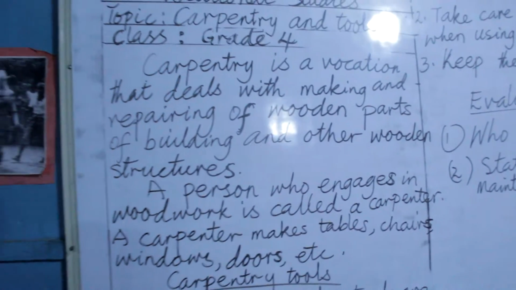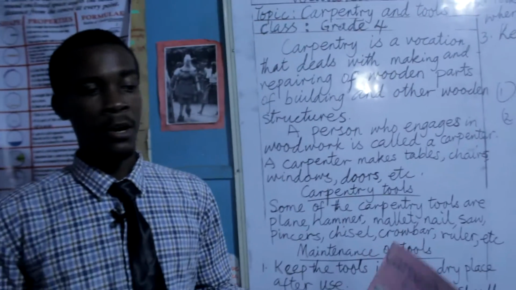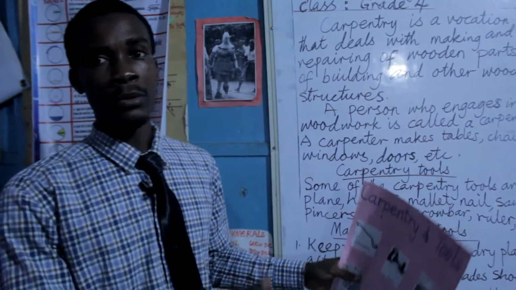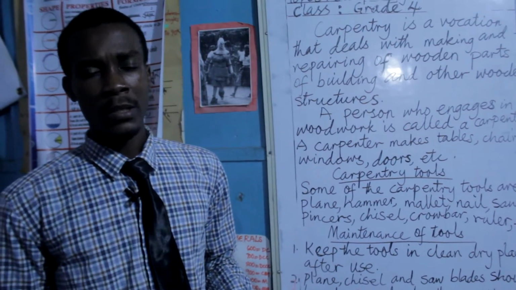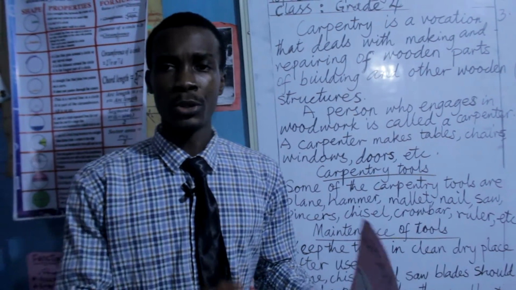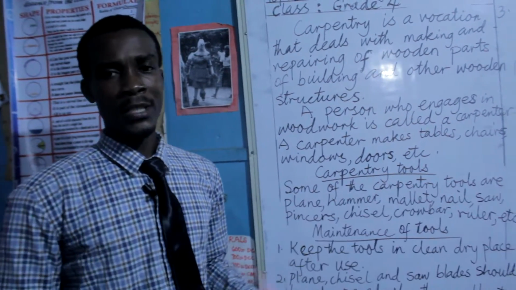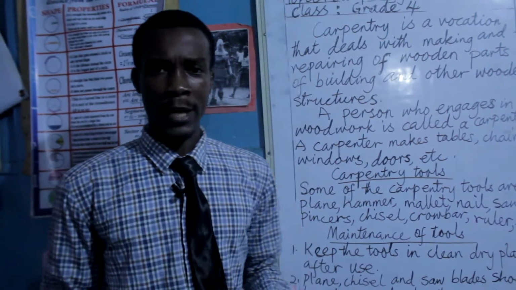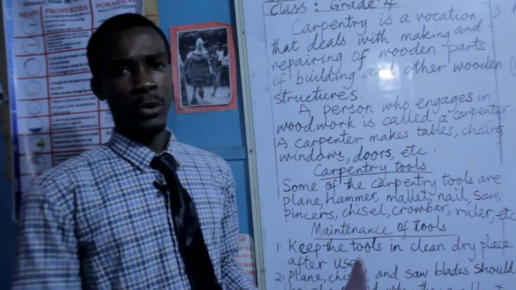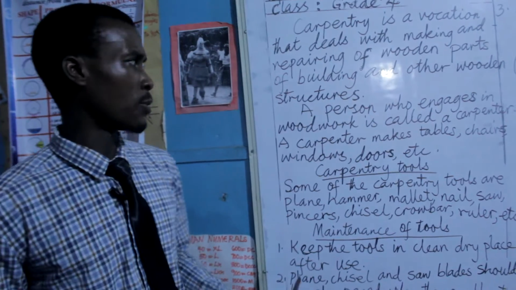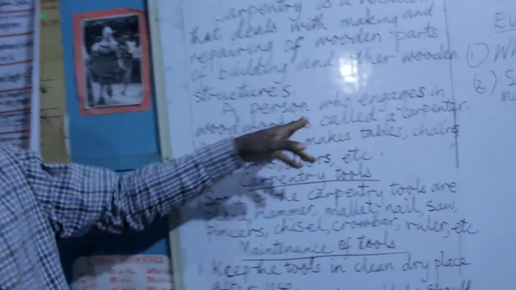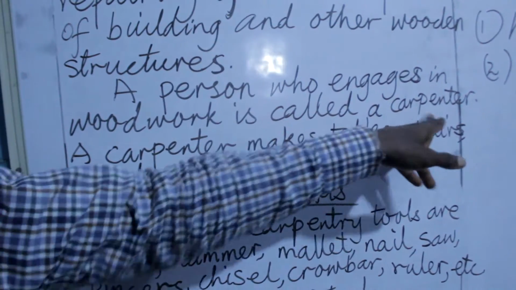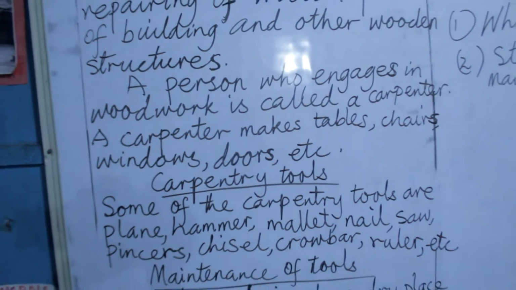So it has to do with what? Wooden structures or wooden materials. The job assigned to what vocation? Carpentry. Carpentry has to do with wooden works and other things connected with wooden structures. Who is the person involved in such tasks? The person involved in woodwork is called a carpenter. We can see from the board that the person who engages in woodwork is called a carpenter.